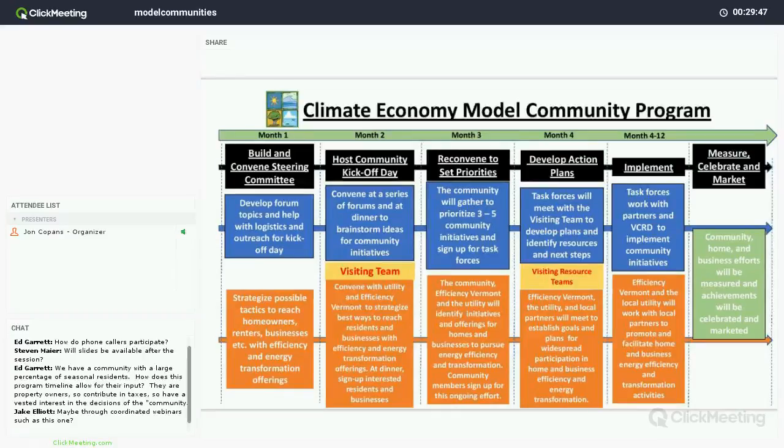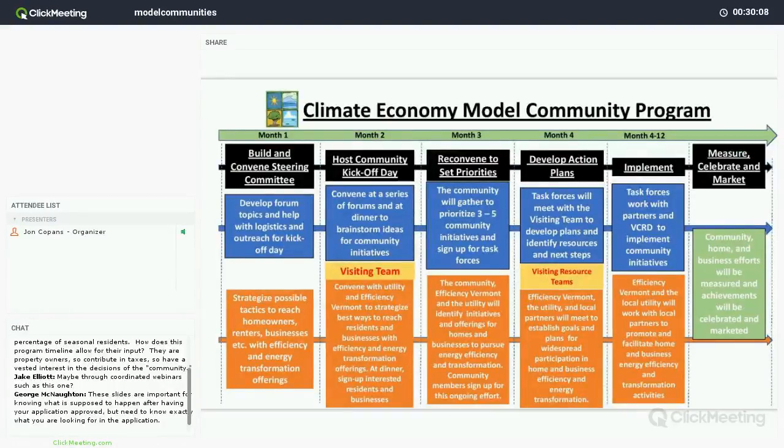Okay, so it's helpful to think of this as working on those two tracks: a track to identify community-wide initiatives, and a track to work with homes, businesses, and other institutions in the community to think about opportunities at the homeowner level, at the renter level, at the business level that fall within this category of the climate economy.